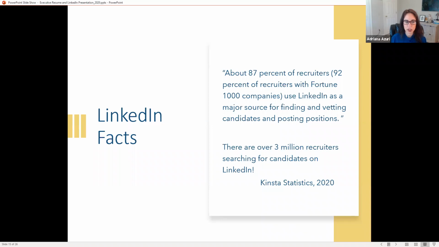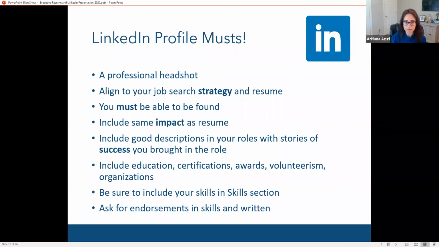They want to look at your picture. We're curious in nature. We want to see what you look like and how you would fit in. Is there anything in their LinkedIn that is not in their resume that's going to tell me who this candidate really is? We also know that there are 3 million recruiters searching for candidates on LinkedIn. If you're not out there with a good LinkedIn profile, you're missing the mark. So we need to work on that.